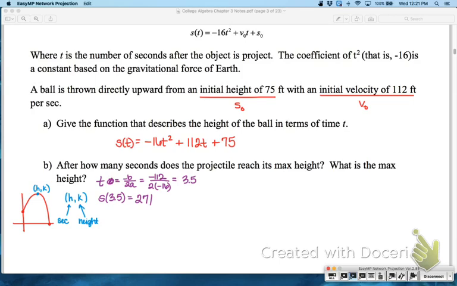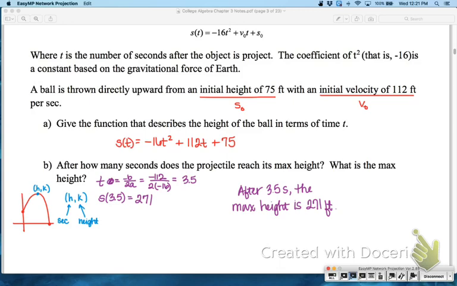So let's go back to the question. The first question, after how many seconds does it reach its maximum height? What would that answer be? Right, so after 3.5 seconds, the max height is what? 271 feet. Correct. Questions on that?